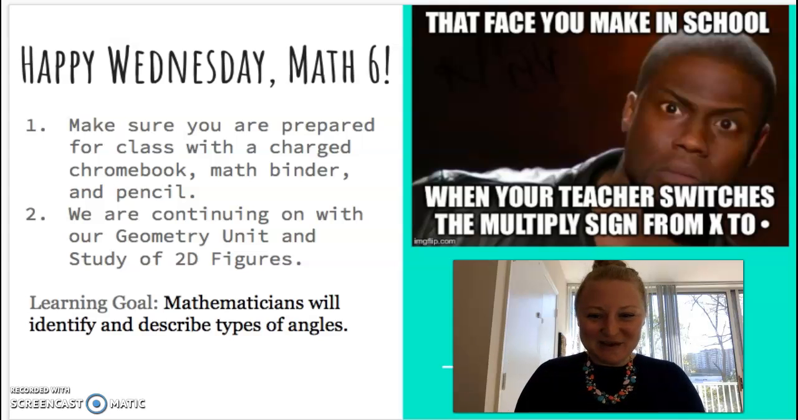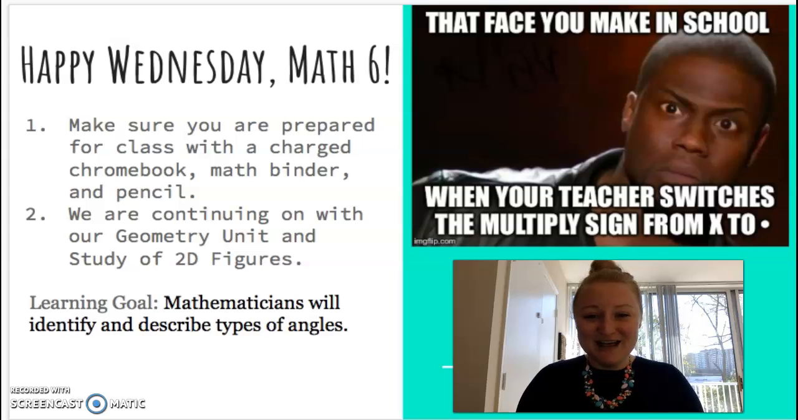Hope everyone's doing well and that you've enjoyed the start to our unit on geometry. We're going to continue on with geometry for the rest of this week, next week, and probably even a little past that. So settle in and enjoy learning about something new. We are focusing on 2D figures, and today we're going to transition into a little review slash study of angles for the remainder of the week.